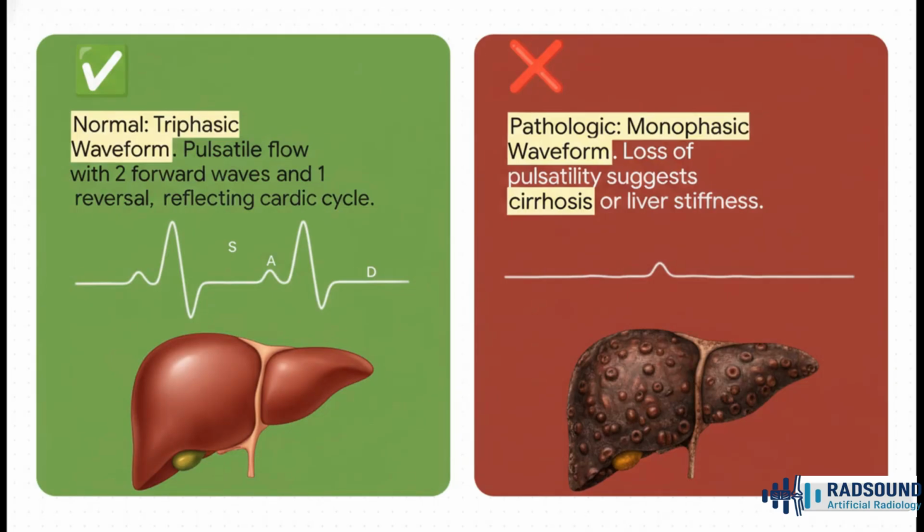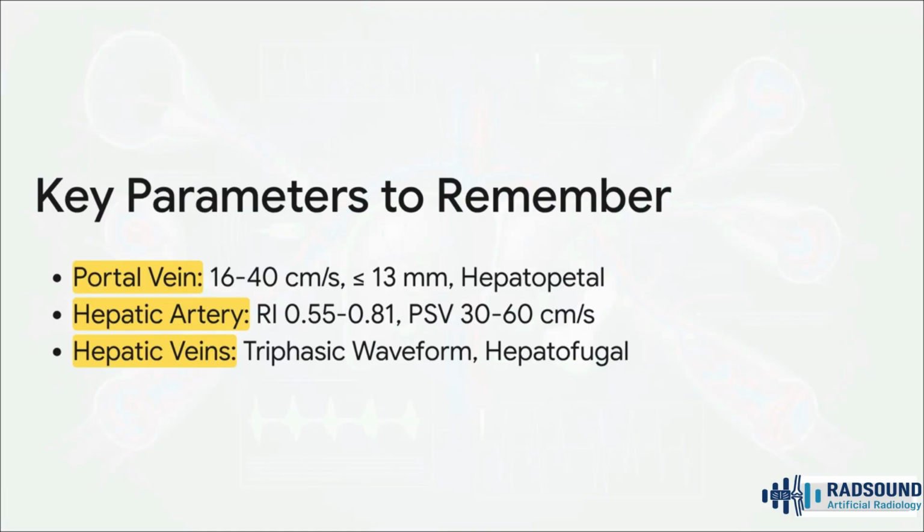Okay, listen up, because this is absolutely critical. The flow in the hepatic veins is directly tied. All right, here are the numbers you need to tattoo on your brain. Portal vein, velocity.